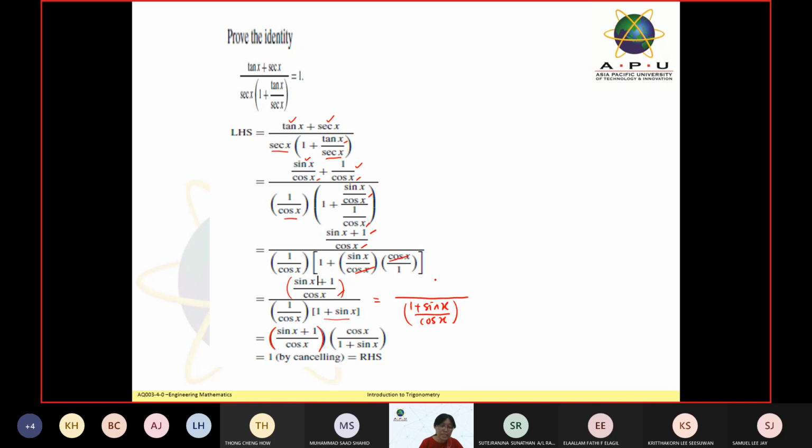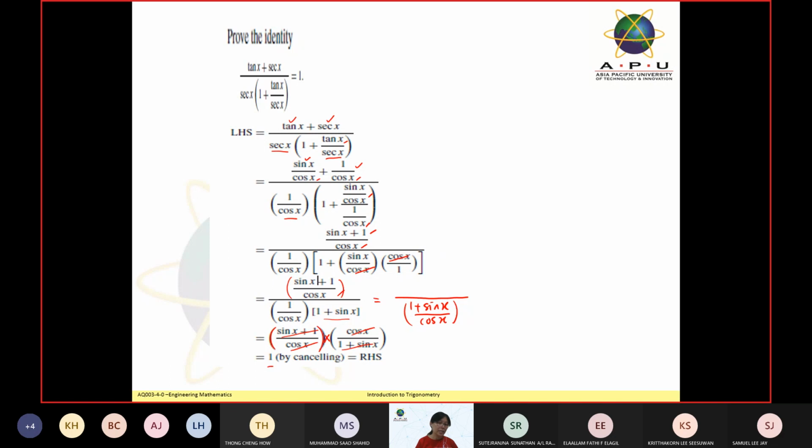When we take the top divided by the bottom, it equals cos x over 1 plus sine x. Just now the division was 1 plus sine x over cos, so when we multiply, it becomes cos x over 1 plus sine x. Then you can see this part can be cancelled down, and this one can be cancelled as well. So it equals 1. We get the answer by cancelling the common parts.